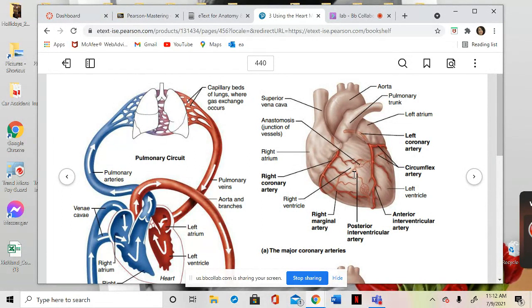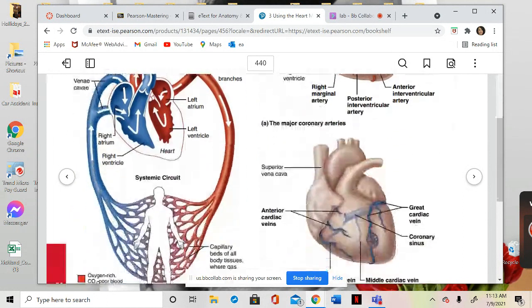The circumflex artery is branched from the left coronary artery and is localized in the coronary sulcus. That's for the major arteries.